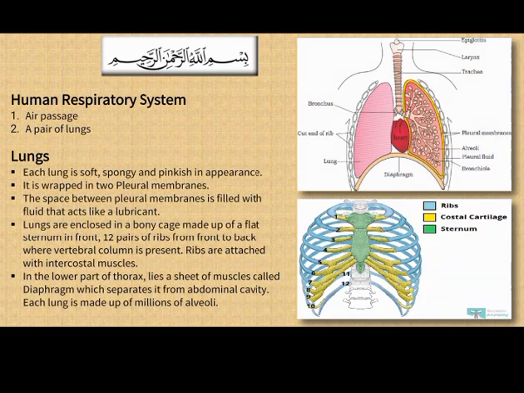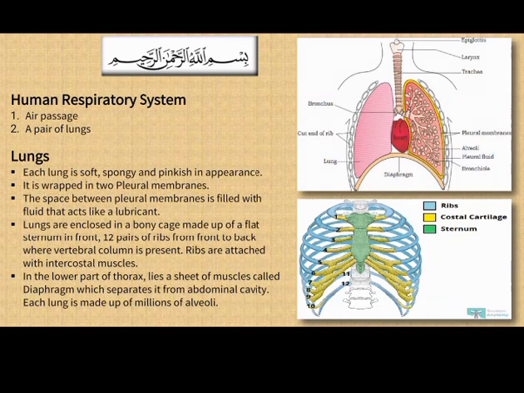Lungs are enclosed in a bony cage made up of a flat sternum in front and 12 pairs of ribs from front to back, where the vertebral column is present. Ribs are attached with intercostal muscles. In the second diagram, you can see that the ribs are shown in blue color, whereas the costal cartilage, basically the intercostal muscles, are in yellow, numbered from 1 to 12, and the sternum is in green.